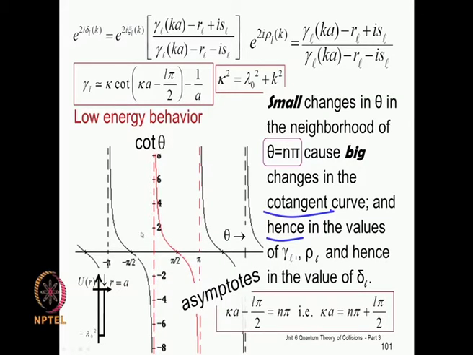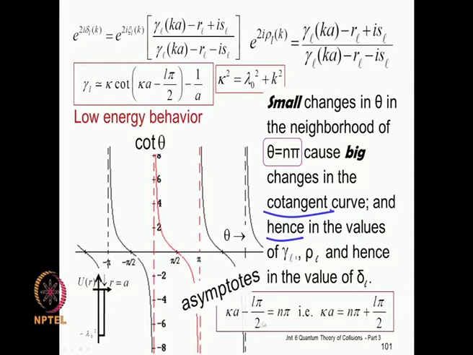So, if you look at the asymptotes of this function, they occur whenever the argument of the cotangent function, what is the argument? This angle is kappa a minus L pi by 2. So, whenever this angle kappa a minus L pi by 2 is equal to n pi, that is when you have the asymptotes of the cotangent function.